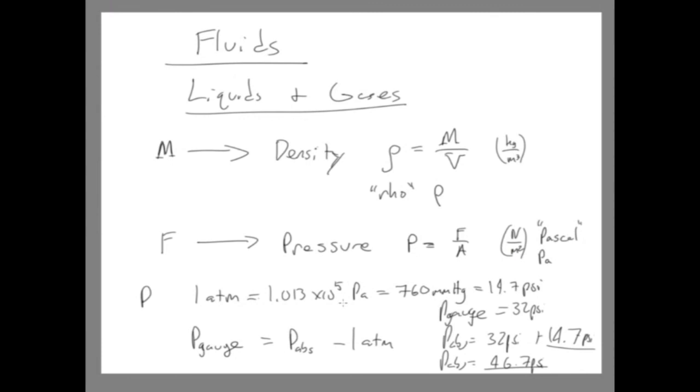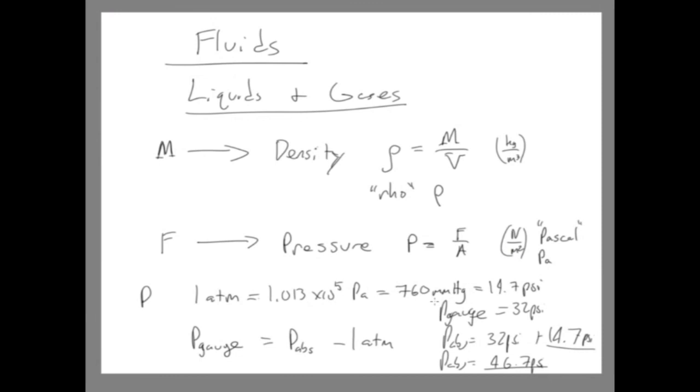Then we talked about units used in medicine or meteorology, millimeters of mercury. 760 millimeters of mercury, mmHg, is the same as 101,000 pascals or 1 atmosphere. In PSI, if we talk about tire pressure, the 1 atmosphere of pressure in PSI is 14.7 PSI.